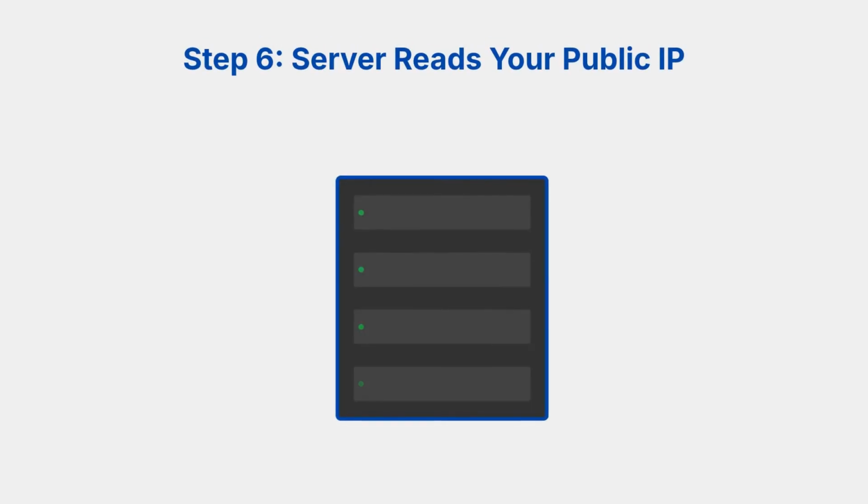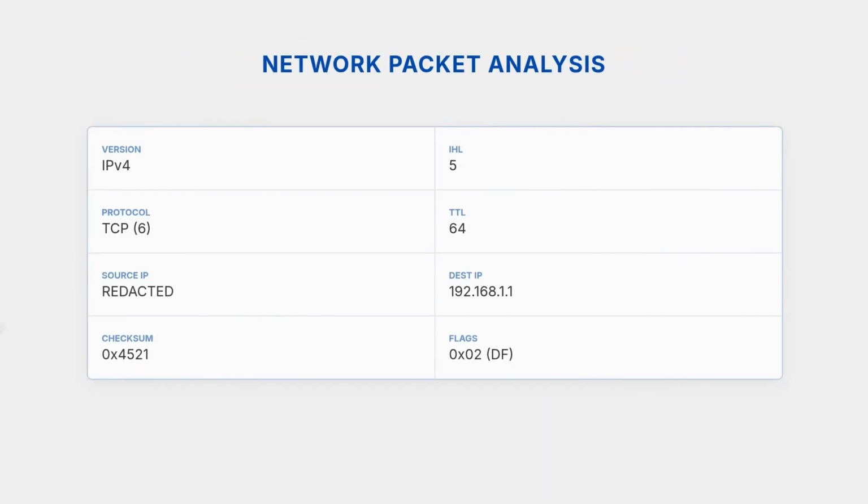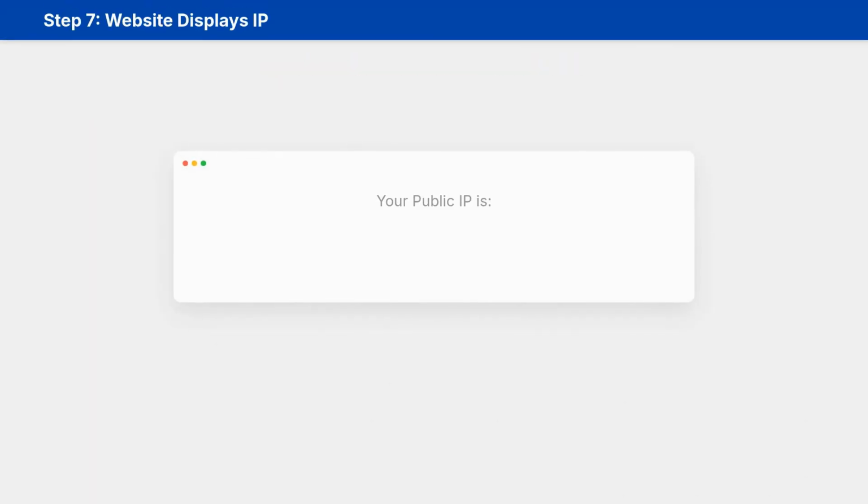Step 6. Server reads your public IP. When the server receives your request, it doesn't guess or search your IP. It simply checks the source IP field in the packet header. That source IP is your public IP. Step 7. Website displays your IP. The site just takes that IP and displays it on your screen.